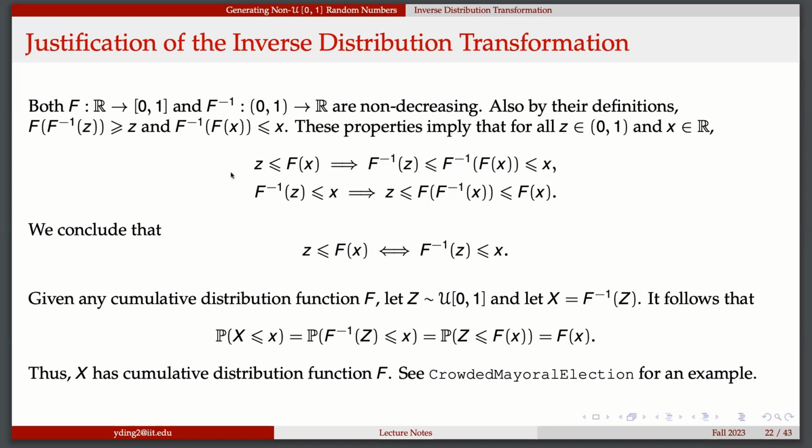And then we take the cumulative distribution function. We know this is also a non-decreasing function, actually increasing. So Z is less than or equal to F of F inverse of Z, which should be less than or equal to F of X. Okay, so that's what we have. Then we can conclude that this is less than or equal to this F of X here.